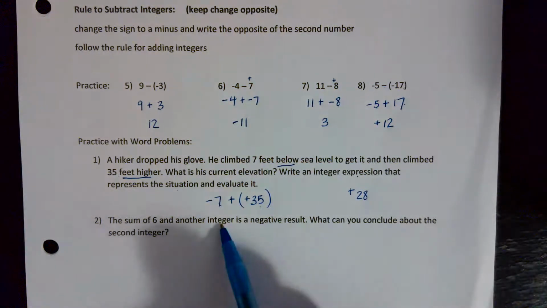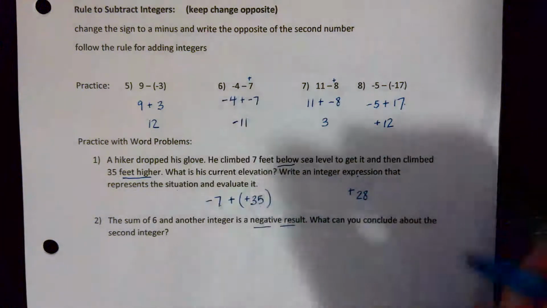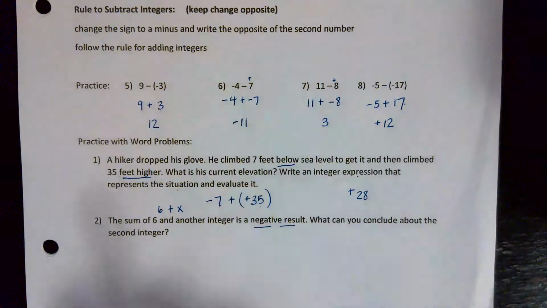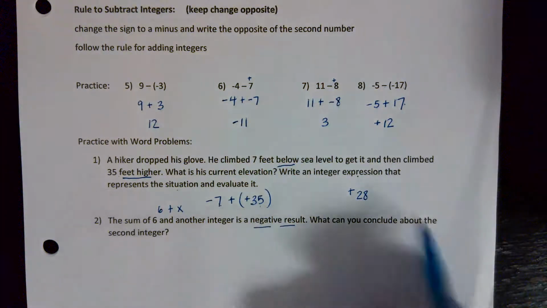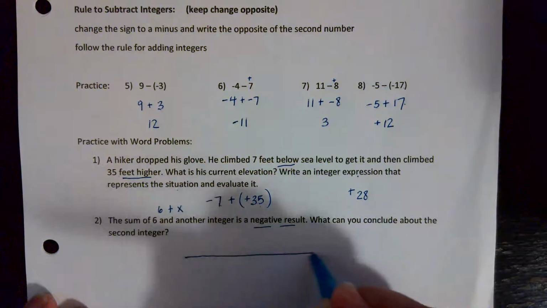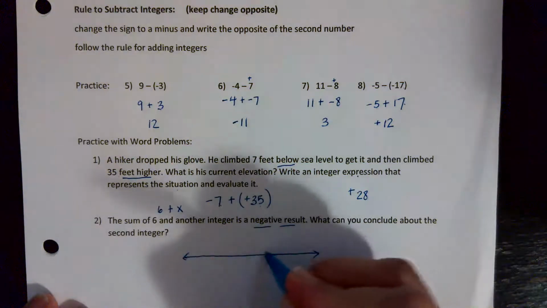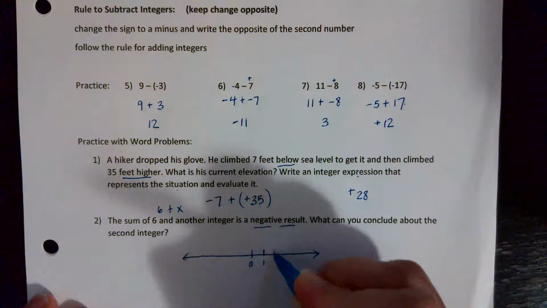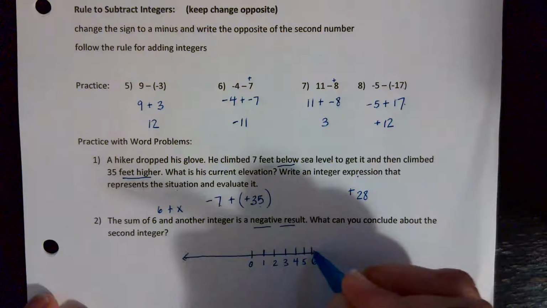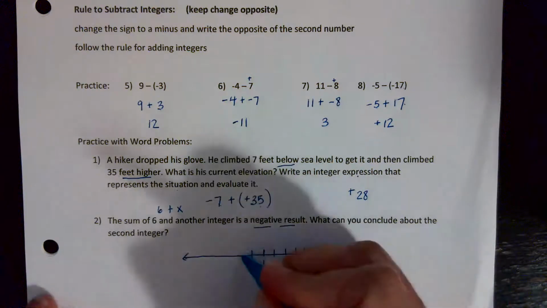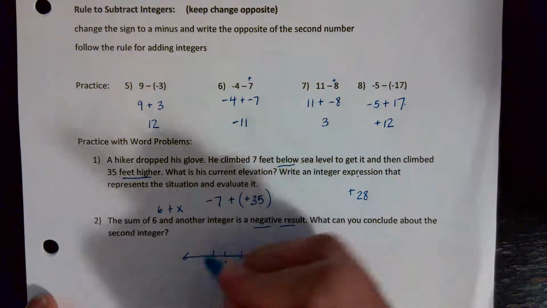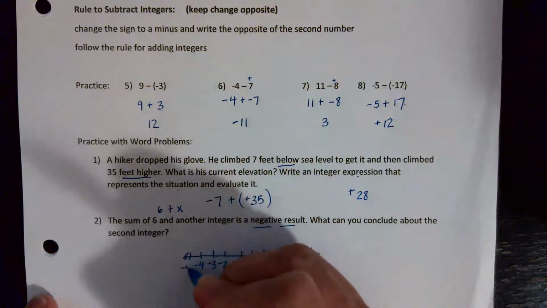All right, the sum of 6 and another integer is a negative result. So when I take 6 and I add it to my mystery integer, it ends up being negative. What can we conclude about the second integer? So if you think about it, let's draw a number line. And here's 0, 1, 2, 3, 4, 5, 6. So 6 is the number I'm going to start with. And when I add my mystery number, I'm going to end up with a negative result.